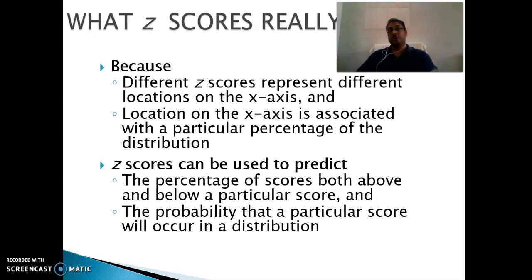So what does the z-score really mean? Different z-scores represent different locations on the x-axis, and each location on the z-axis is associated with a particular percentage of the distribution. So the z-score can be used to predict the percentage of scores both above and below a particular score, and the probability that a particular score will occur in a distribution.